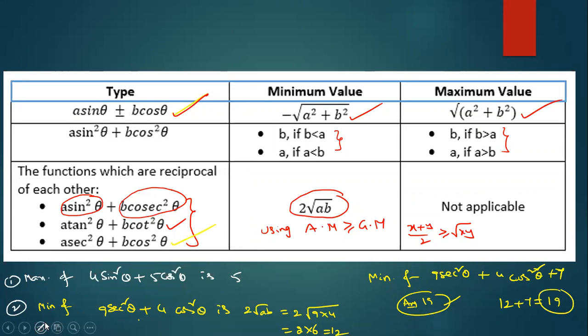But I'm changing the same question. A negative sign is not possible. Let us see.